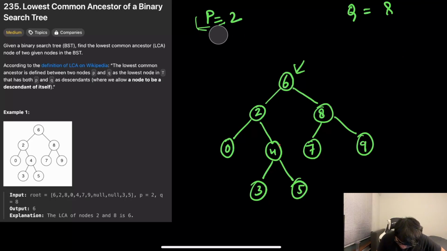The pruning will happen only if P and Q are both greater than our root. Then that means we will have to go to the right side. If they're both lesser than 6, then we have to go to the left side to find the common ancestor. Otherwise we will just return the root.